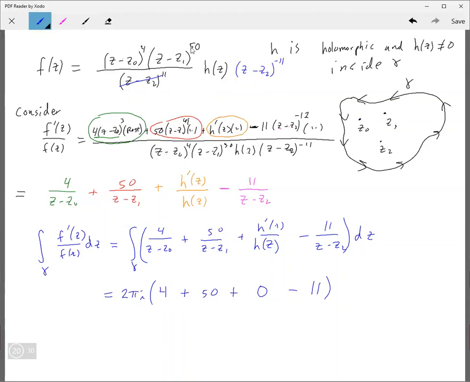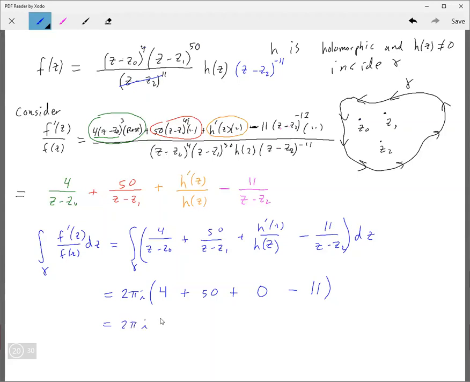Well, there's the 4, there's the 50, and there's 11. So 4, 50, and so it's 2 pi i times this one plus that one minus that one. So the multiplicity of the zeros added together minus the multiplicity of the poles.